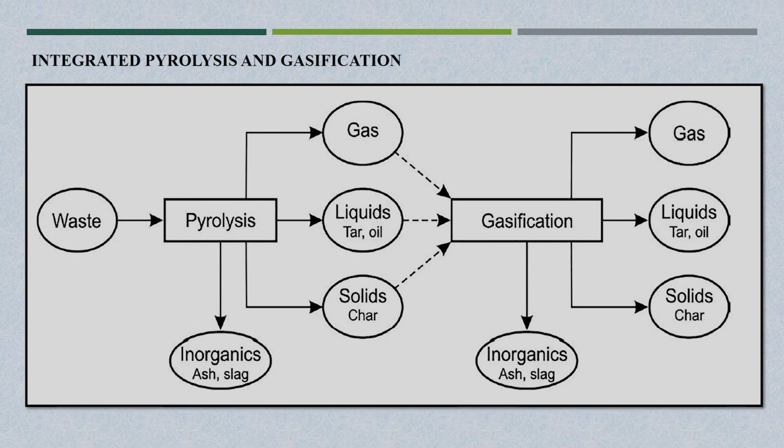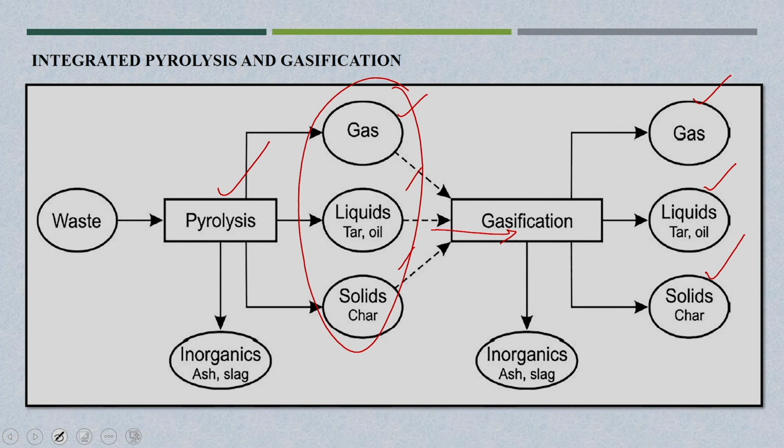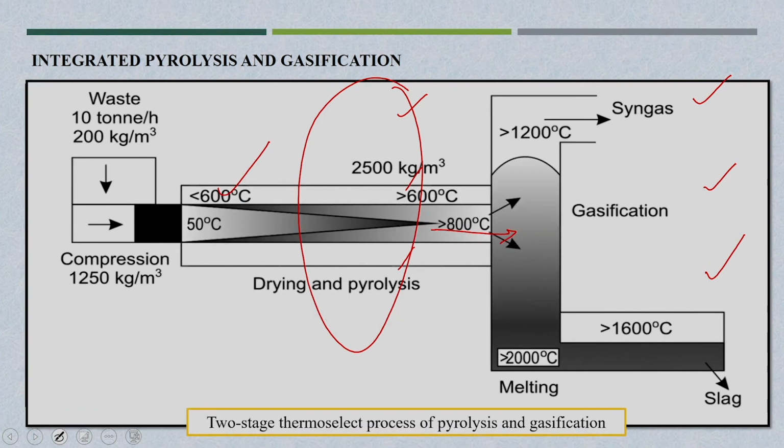So, here the thought is that the waste will first go for pyrolysis, which will produce gas, liquid and solid. Again these three products get gasified, and whatever products come up will be highly beneficial. The thought is that the way waste is fed, it will start from a small temperature of 50 degrees and go up to 800 degrees centigrade. Okay.